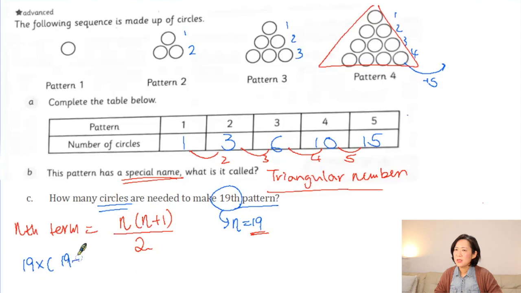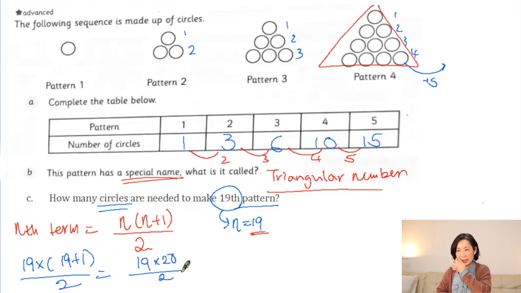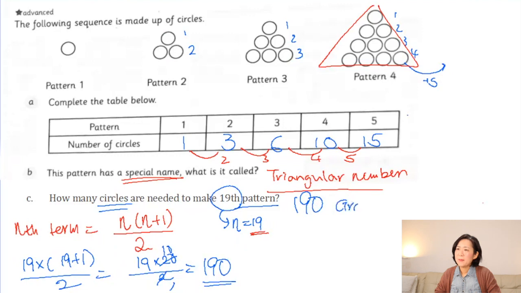19 times 1 more than 19 is 20, right? Divide by 2, so 19 times 20, divide by 2, so simplify 2. Then 190 is the 19th term. So we can say 190 circles are there all together.